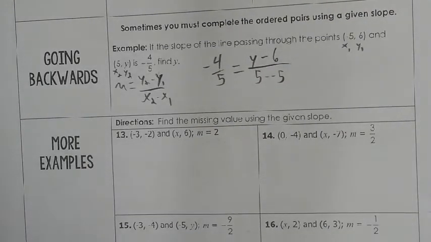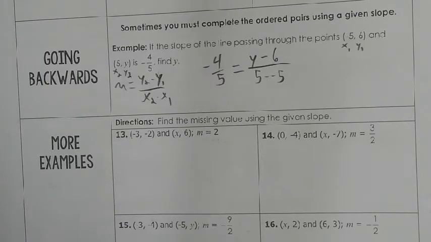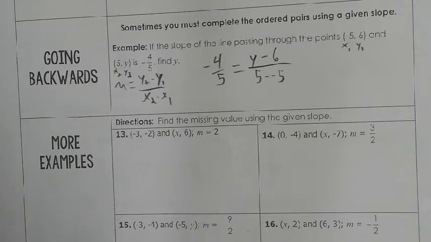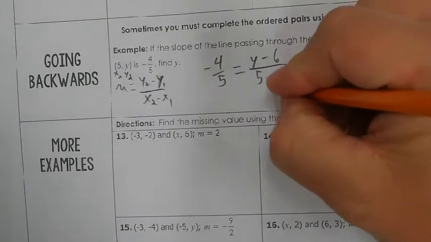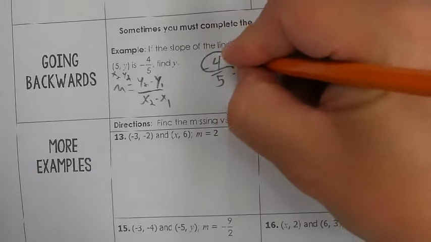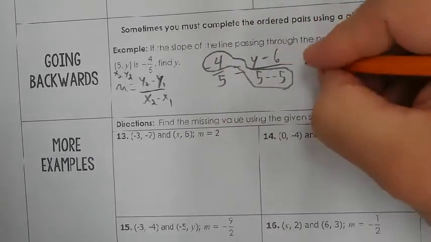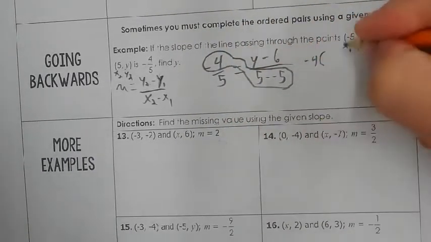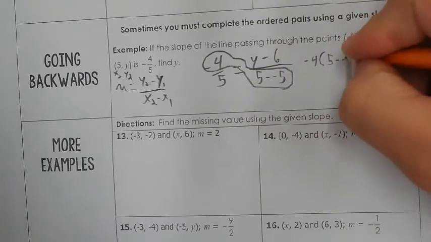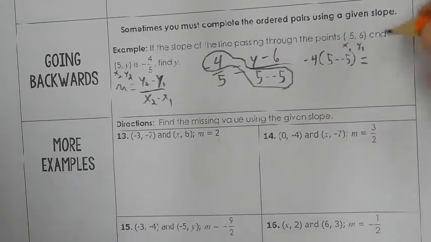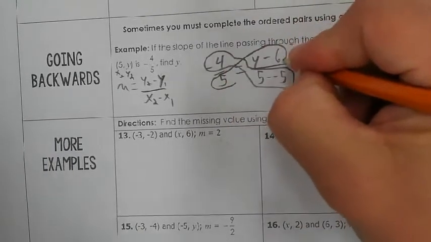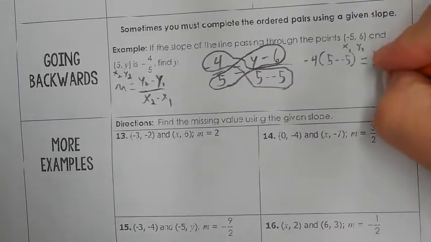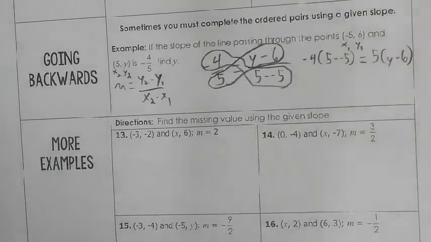So does everyone see how we set up what we've set up? Yes. Anybody got a guess of what we're going to do to find y? If you don't have a guess, we're going to cross multiply. So negative 4 times that is written as negative 4 times 5 minus negative 5 equals 5 times y minus 6.